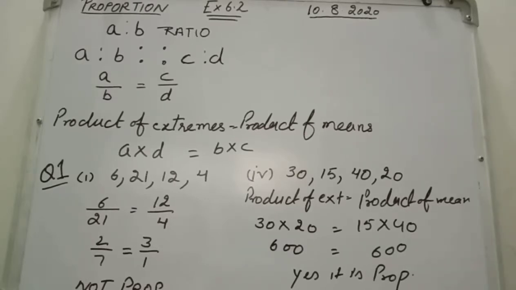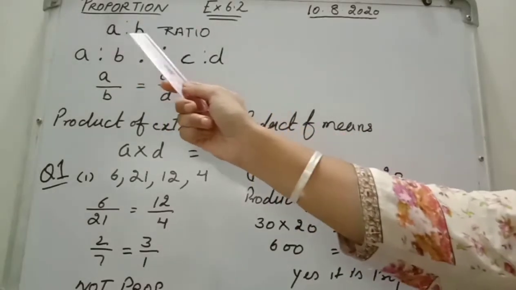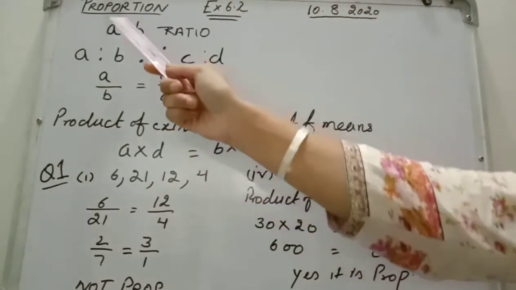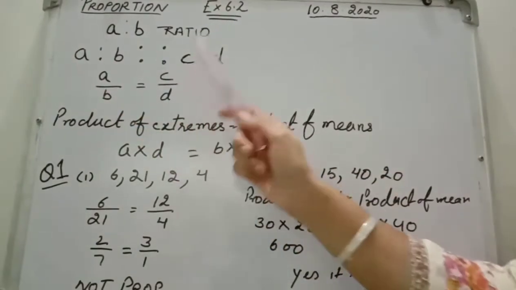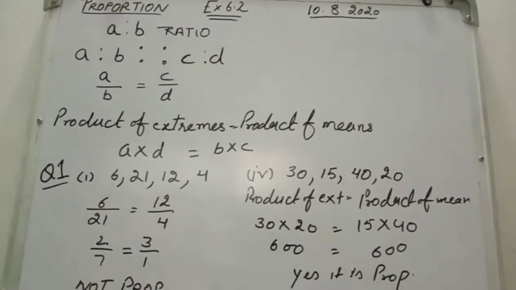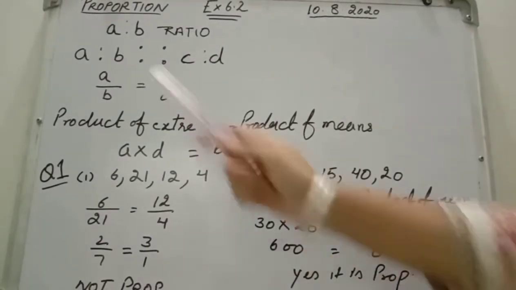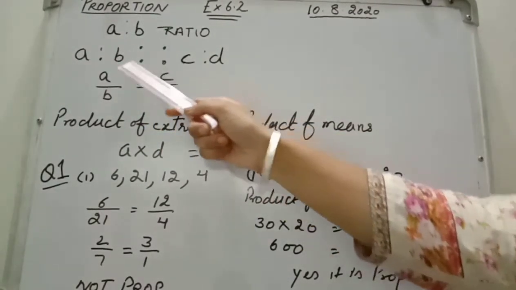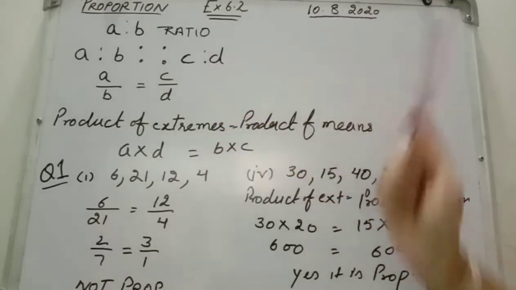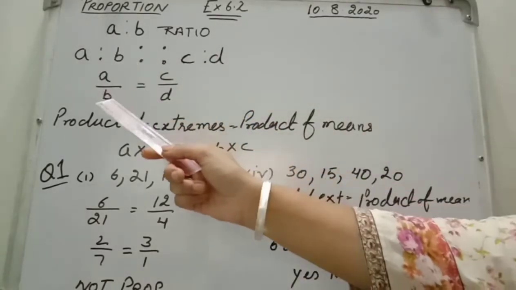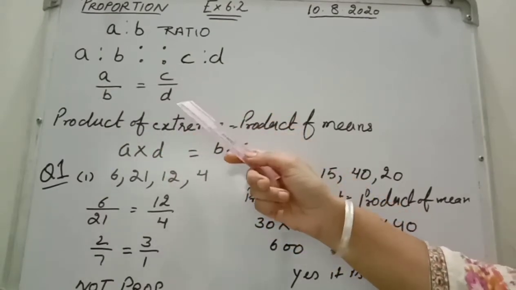Okay, in the last exercise we did, when we compare any two numbers, that is called a ratio. These two dots are called a ratio. In this chapter we will learn that when we compare two ratios like A ratio B, C ratio D, these four dots are called proportional. We can write it like A over B is equal to C over D.